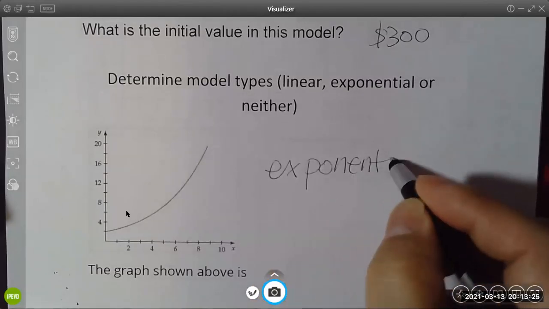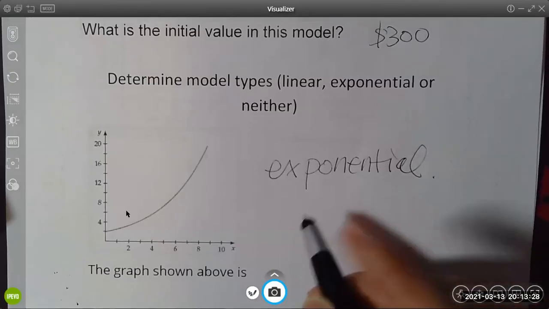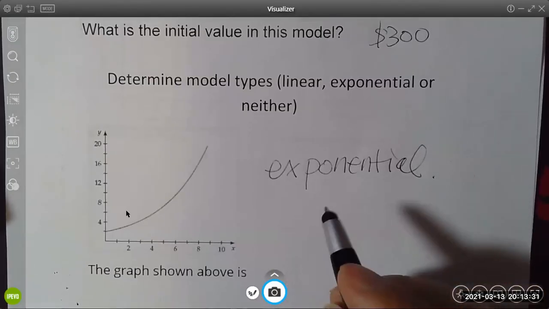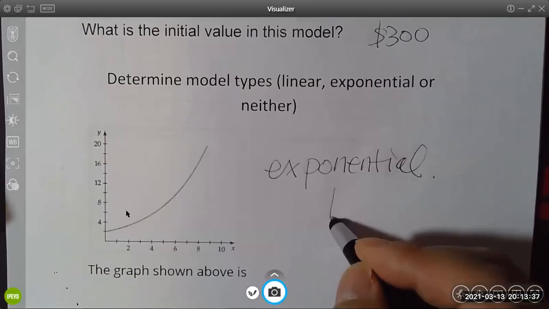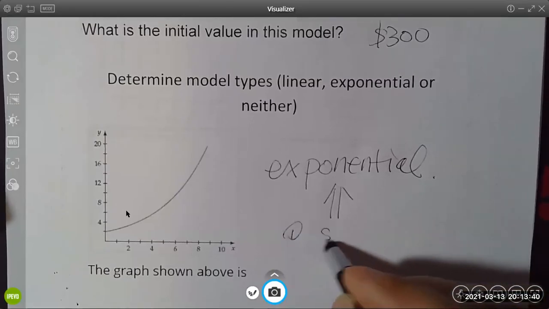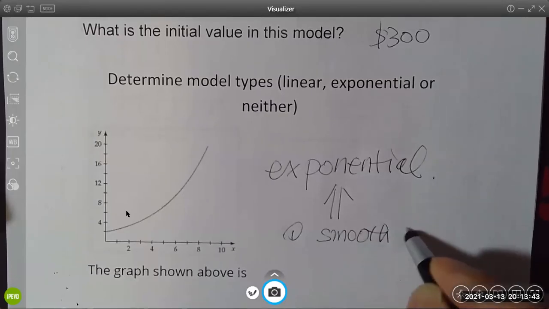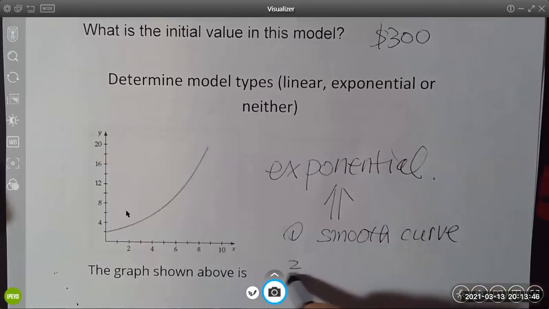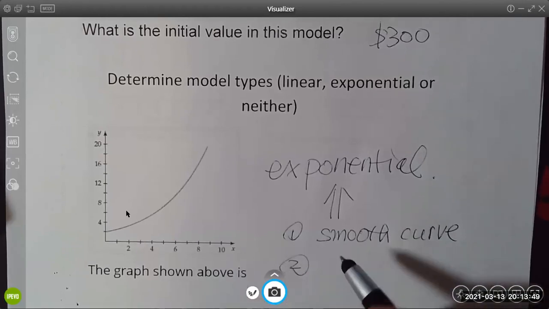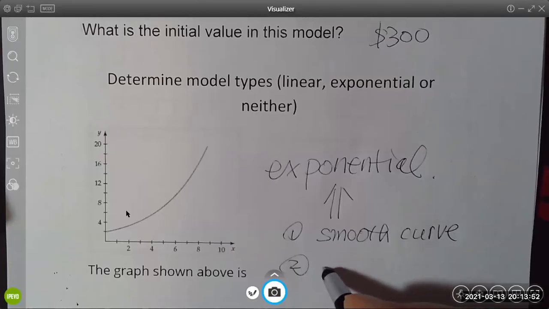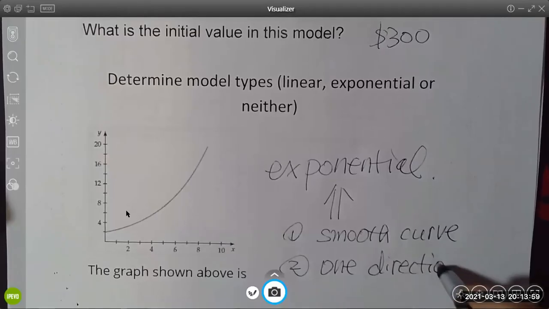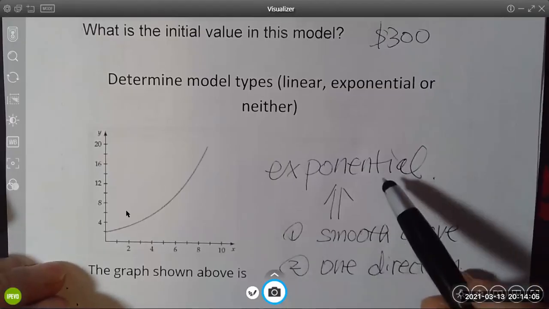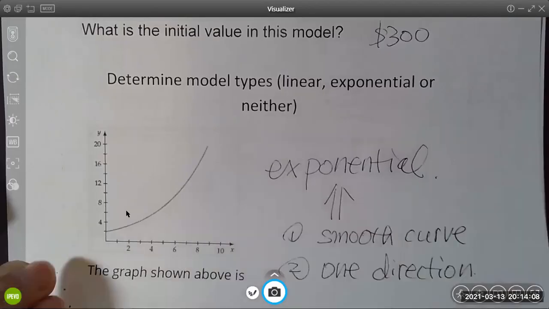How do we know? First, an exponential model has to be curved. It's not a straight line. Straight line is linear. The two requirements for an exponential model: first, a smooth curve. Secondly, it doesn't matter going down or going up, but it goes in one direction. It cannot make a turn. It goes up forever, or it goes down forever. It cannot just make a turn in the middle. So smooth, one direction, so you get an exponential model.